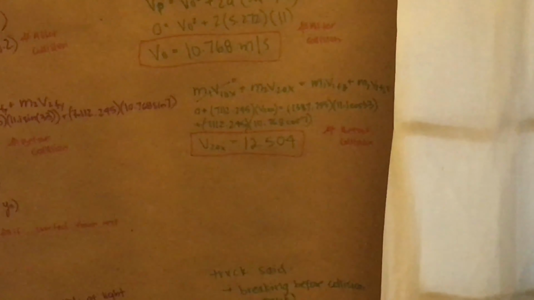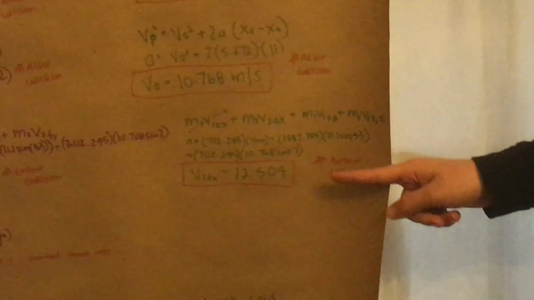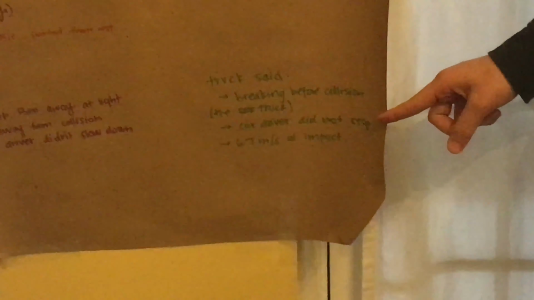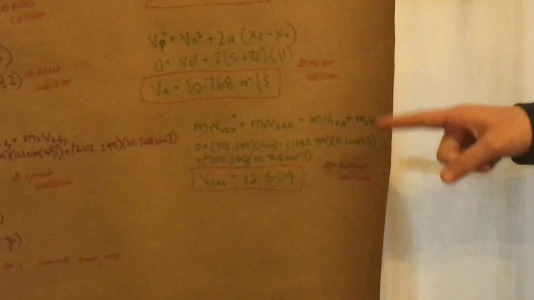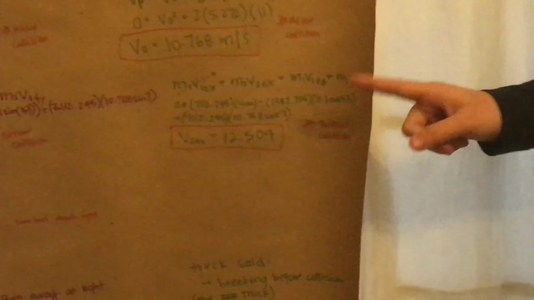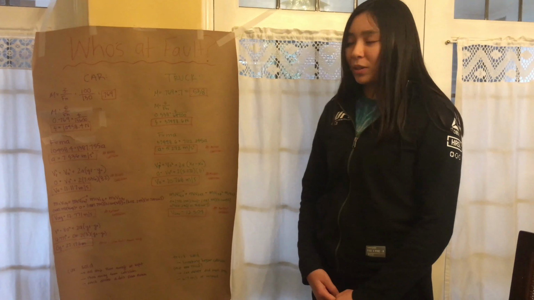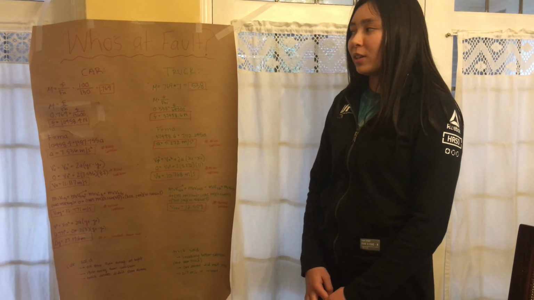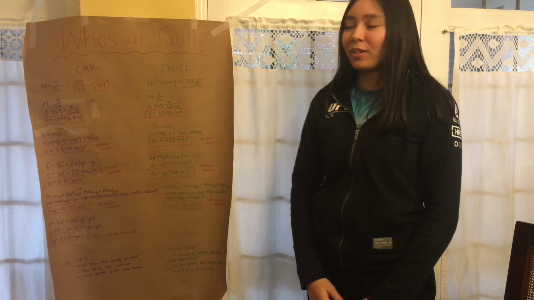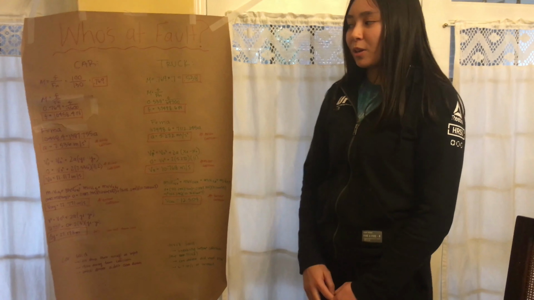From that, we concluded that the truck was going almost twice as fast as he said he was going. He said he was going 6.7 meters per second at the point of impact, but in reality, he was going 12.504 meters per second. So he lied about that. But we concluded that the car driver was more at fault because the car driver didn't stop at all when he had to stop because of the flashing red light, and the truck driver only had to yield. So the car driver was more at fault.